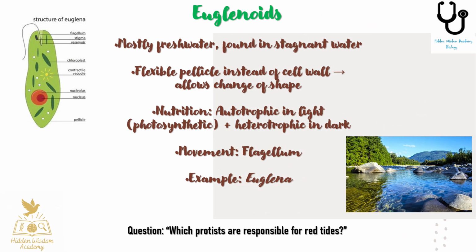Next, we have euglenoids. These are mostly found in freshwater, especially stagnant water bodies. Unlike other protists, they do not have a rigid cell wall. Instead, they have a flexible pellicle, which helps them change shape. Euglenoids show a unique dual mode of nutrition. In the presence of sunlight they act as autotrophs, performing photosynthesis, while in the dark they can behave like heterotrophs, absorbing nutrients. They move with the help of a flagellum, and a common example you should remember is Euglena.